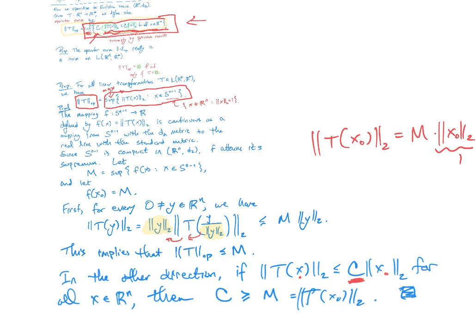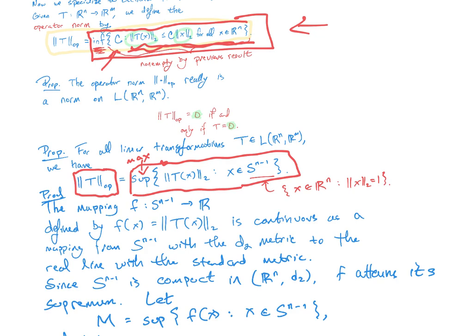Okay, so we said M is in the set, so the infimum can only be smaller. Then we proved that everything in the set is at least M, so the infimum can only be bigger. And of course, by smaller and bigger, I mean weakly smaller and weakly bigger. So that proves that the infimum is equal to this supremum.